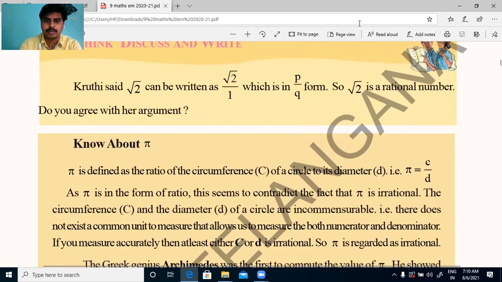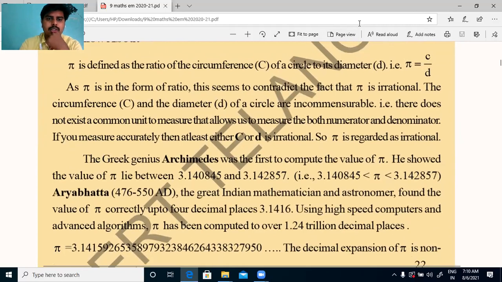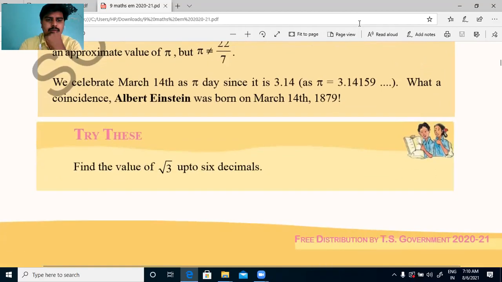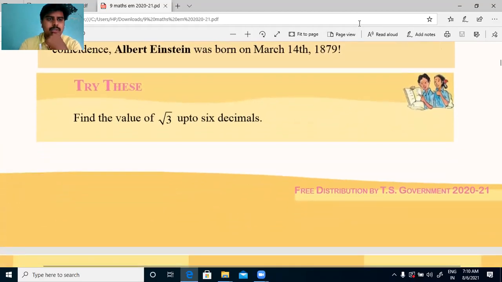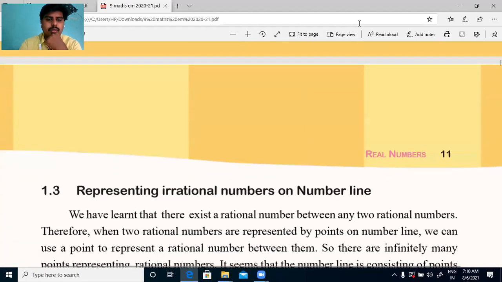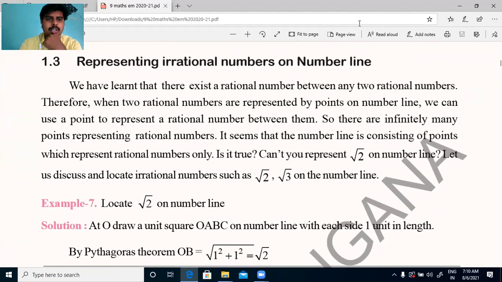Next, this is about the history of pi, Nana. Just go through that once. Find the value of root 3 up to 6 decimals. I gave that as homework yesterday. Representing irrational numbers on the number line. Look at that. Representing irrational numbers on the number line.